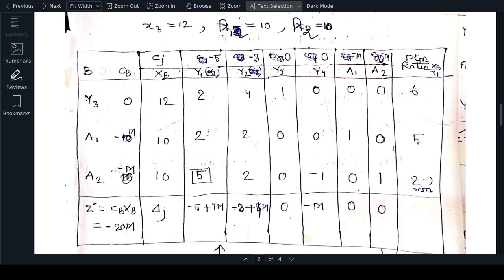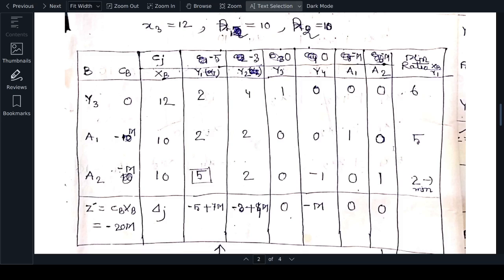Okay, so here in the next table you see A2 will be out and will be replaced by the incoming vector y1, remaining the same, and the third row is divided by the pivot element, which is 5, so we get 2/5, 1/5, 0, -1/5, -1/5, 0. And then in the second table, all of you see, I have not written the A1, A2 column. I have not written the A2 column.